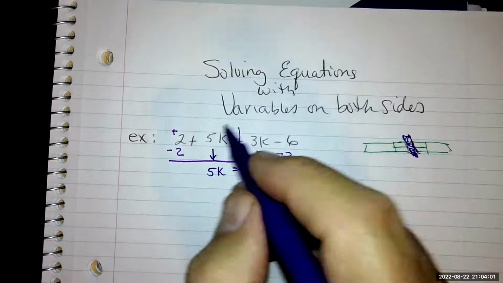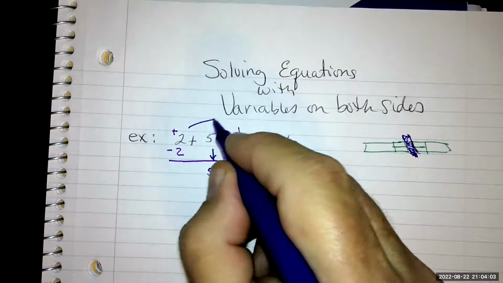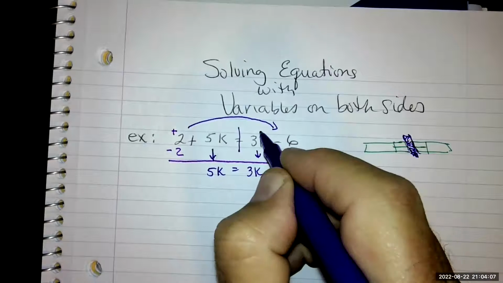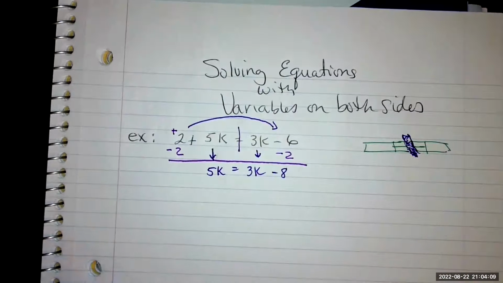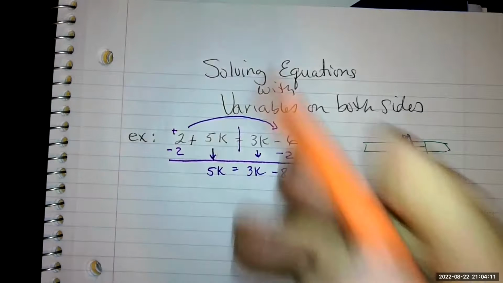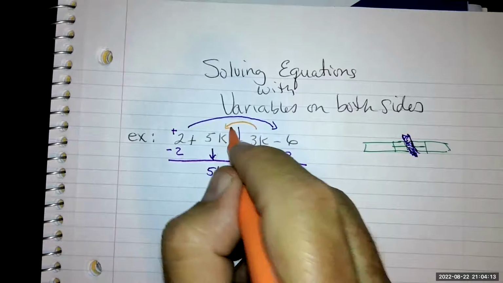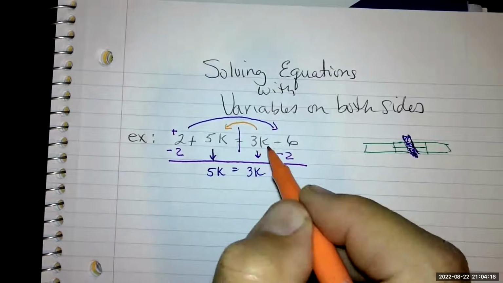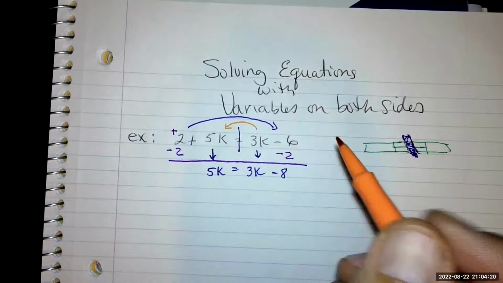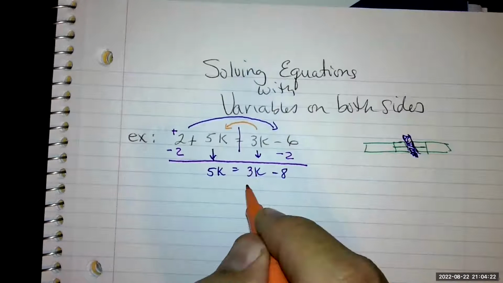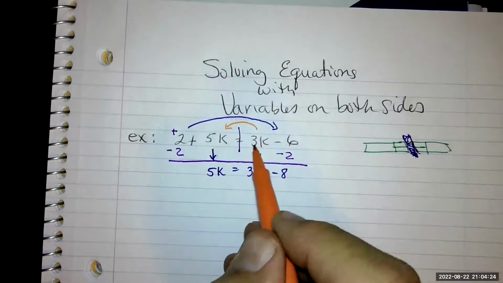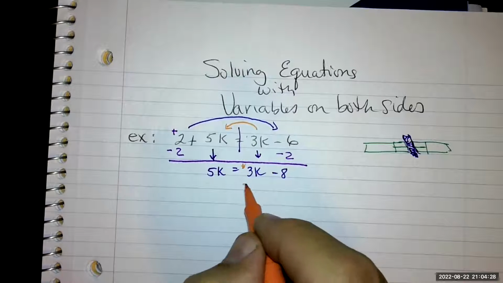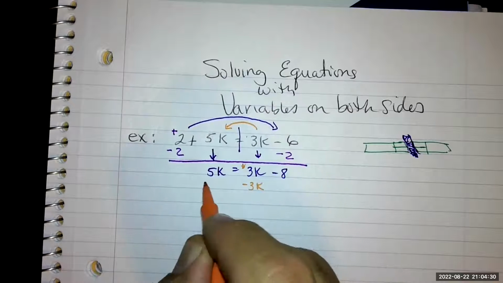All right, now that we hit the 2 over there, think of tennis. You hit the 2 over there. Just like in tennis, the next person is going to try to hit the ball back, but this time he's going to hit the letter. So if I serve you the simple numbers, you've got to serve me the Ks. So I'm going to do the opposite to both sides. Since this is a positive 3K, I'm going to subtract 3K from both sides.